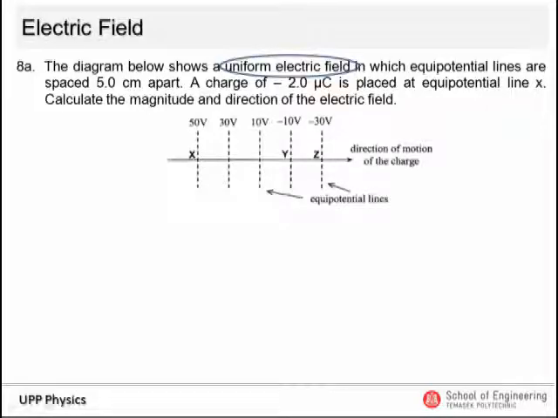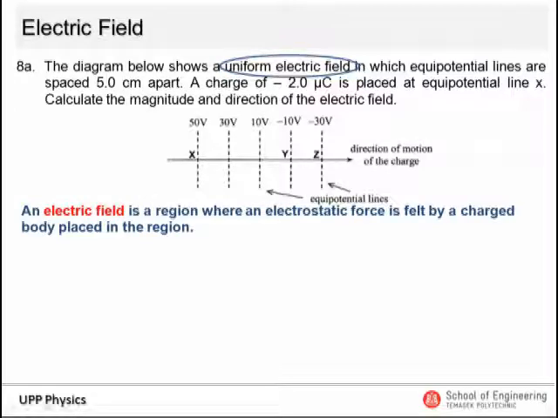What is meant by a uniform electric field? An electric field is a region where an electrostatic force is felt by a charged body placed in the region. Now, this electrostatic force is not a contact force. It is a force felt at a distance. So usually this electrostatic force is an attraction between unlike charges or repulsion between like charges.